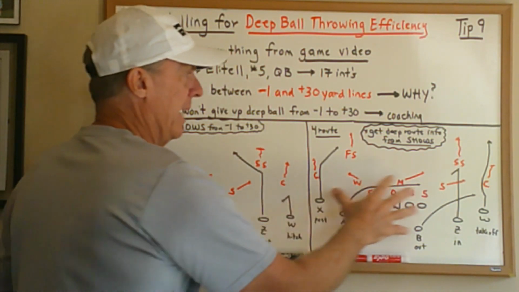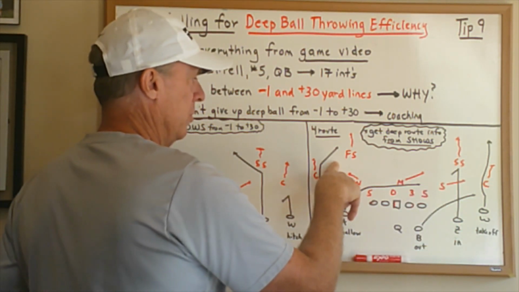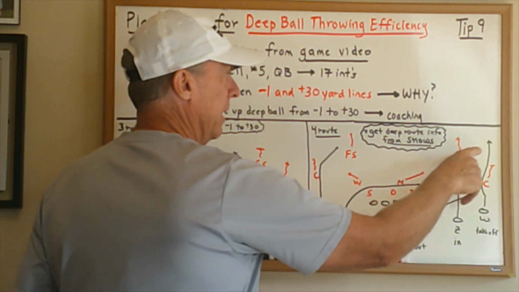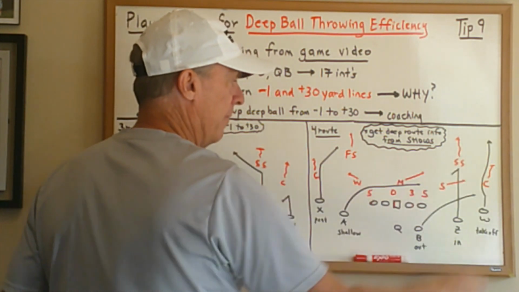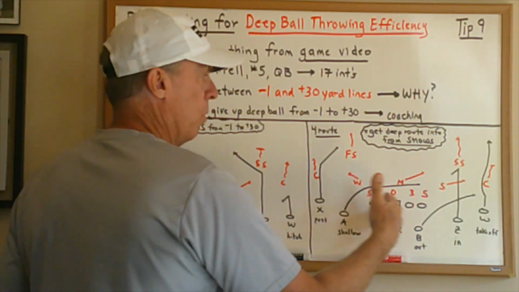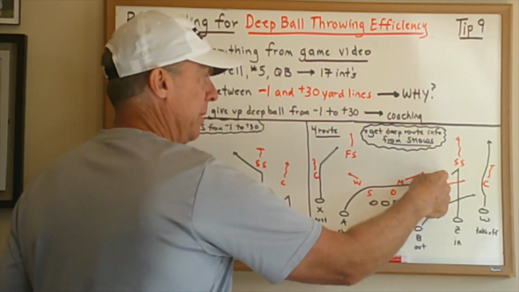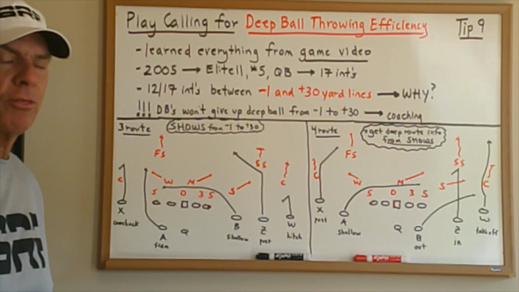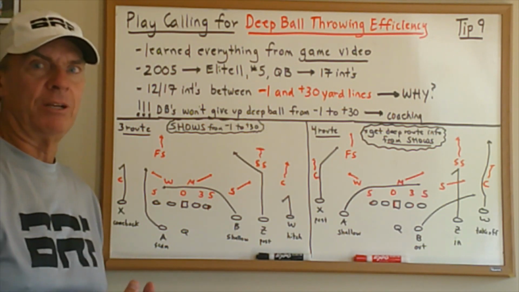But in this particular case, we have a post that would gather information and a go route or takeoff that would gather deep ball information, while we have 3 other routes, an intermediate and 2 short routes, to be able to throw on our way down the field.